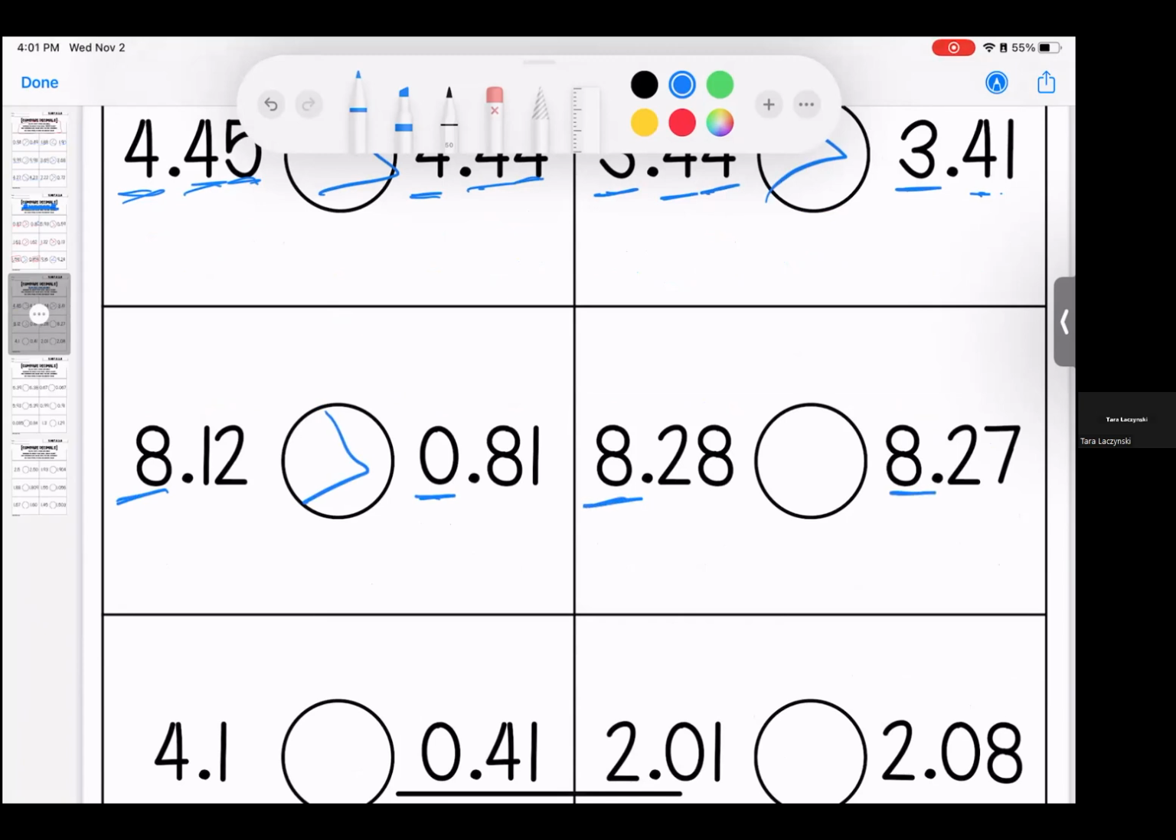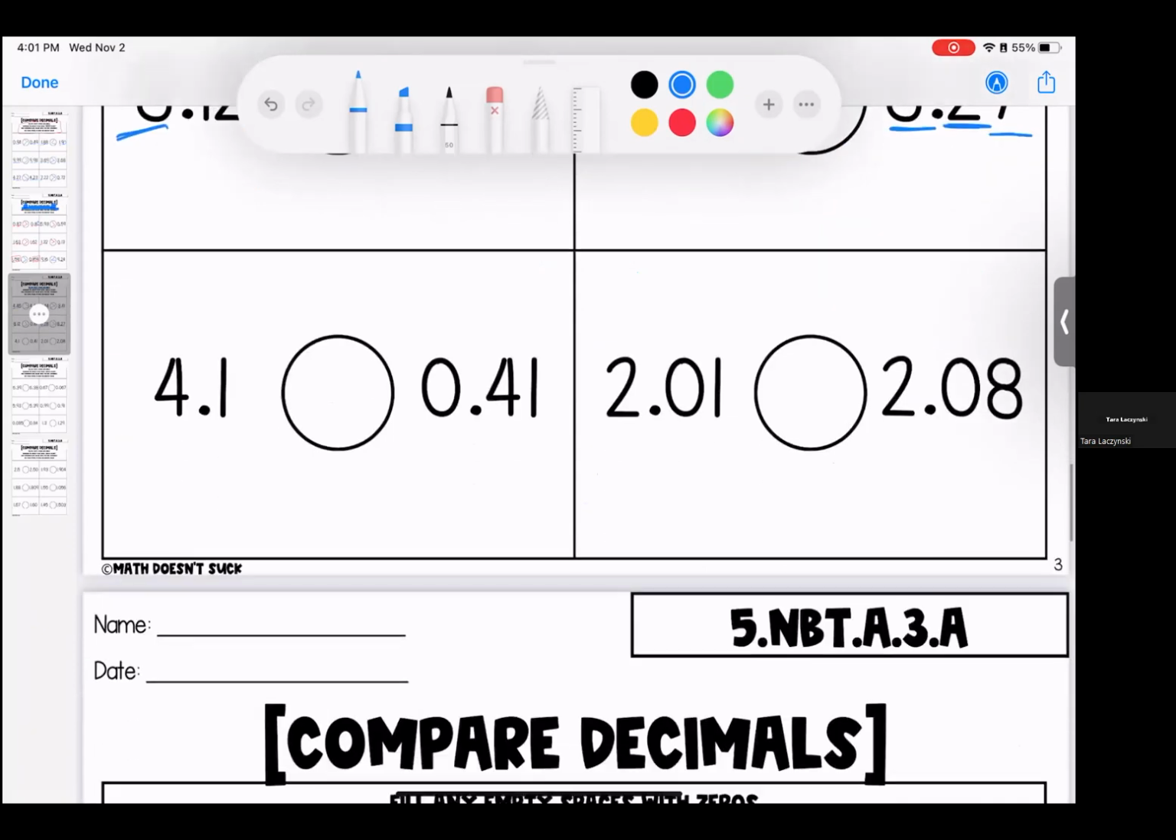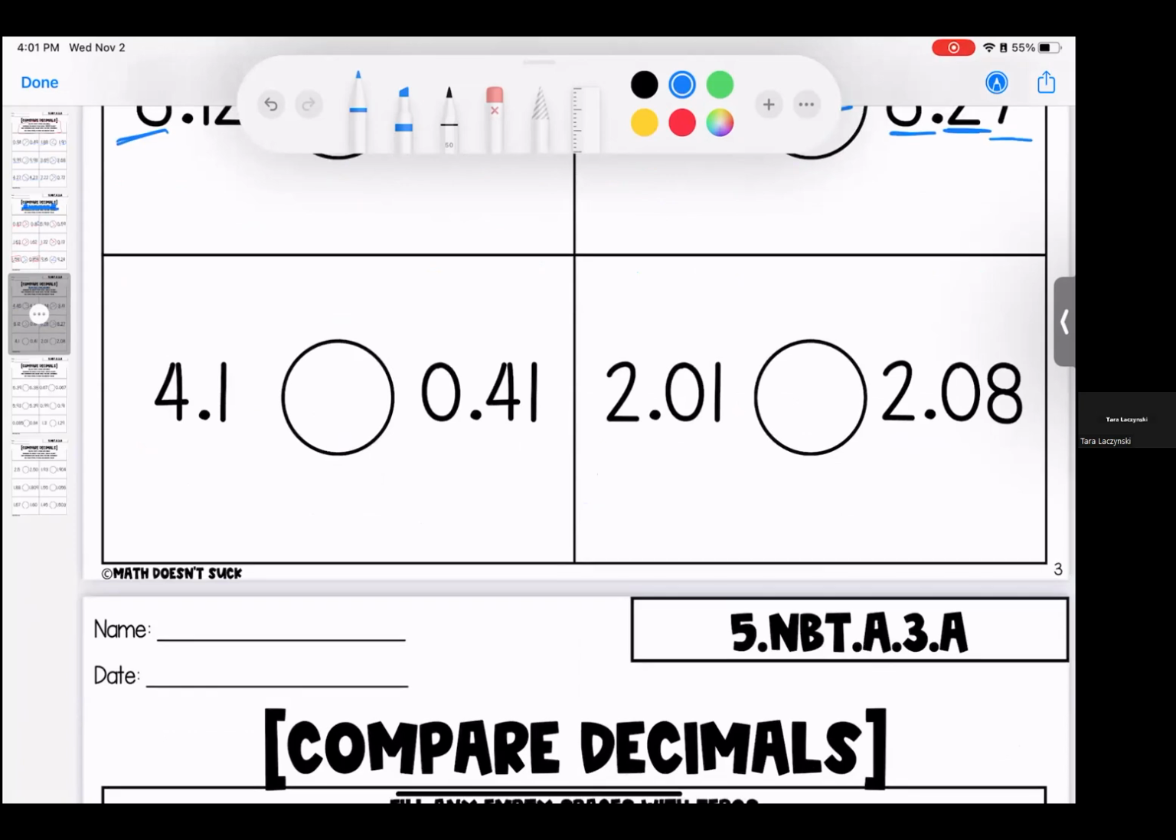8 and 8, no change. 2 and 2, no change. 8 and 7, 8 is greater. So 8 and 28/100ths is greater. Down here, first one on this page that we need to make sure we're balanced. This one has 1 digit before the decimal and 2 after. Once they're balanced, let's compare.